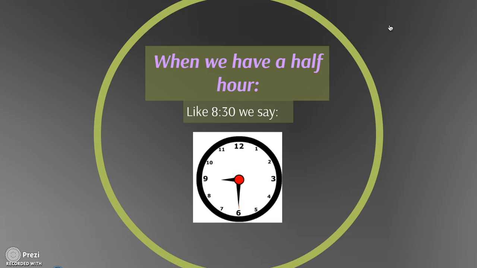But in Italian, we don't say end 30. Instead, we say end a half, which is è mezzo. So, for example, 8:30 would be sono le otto e mezzo. We would do that for any time where we have 30 minutes. Sono le quattro e mezzo would be it's 4:30. Sono le due e mezzo would be it's 2:30.